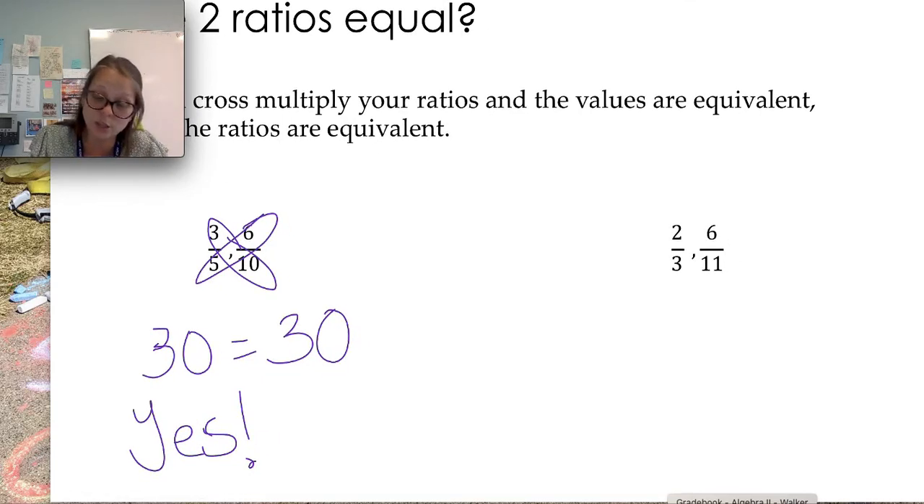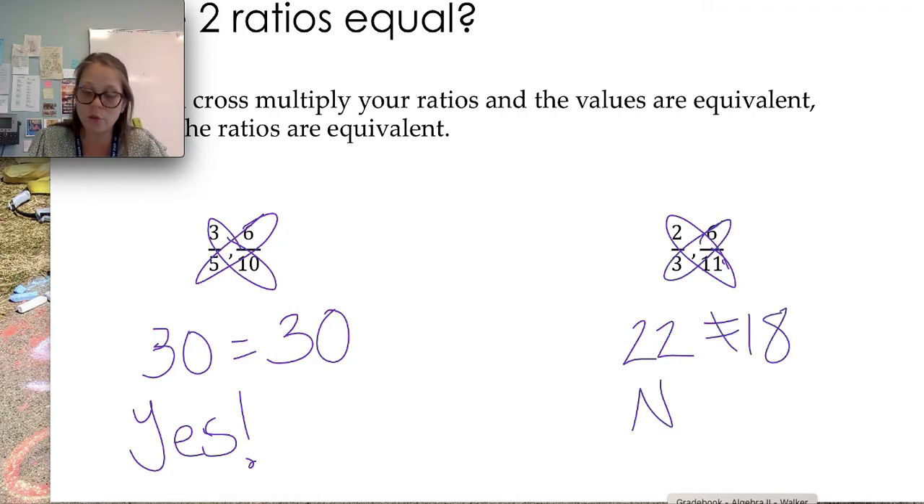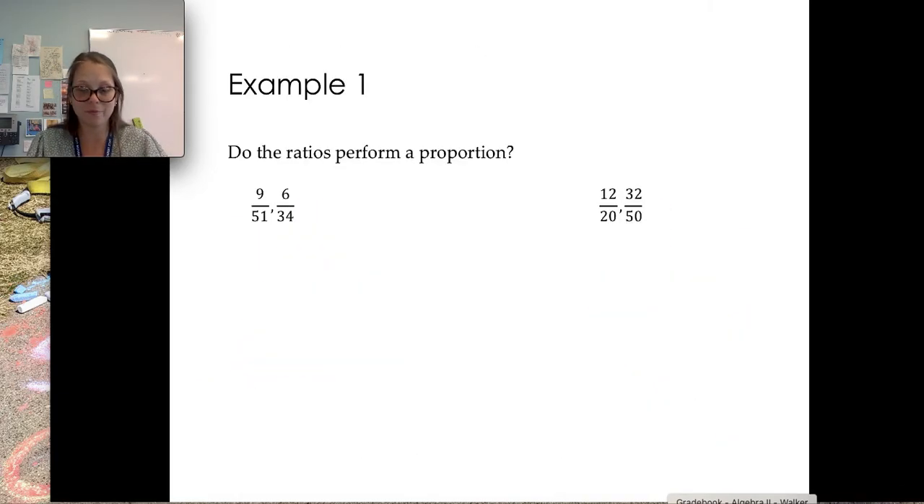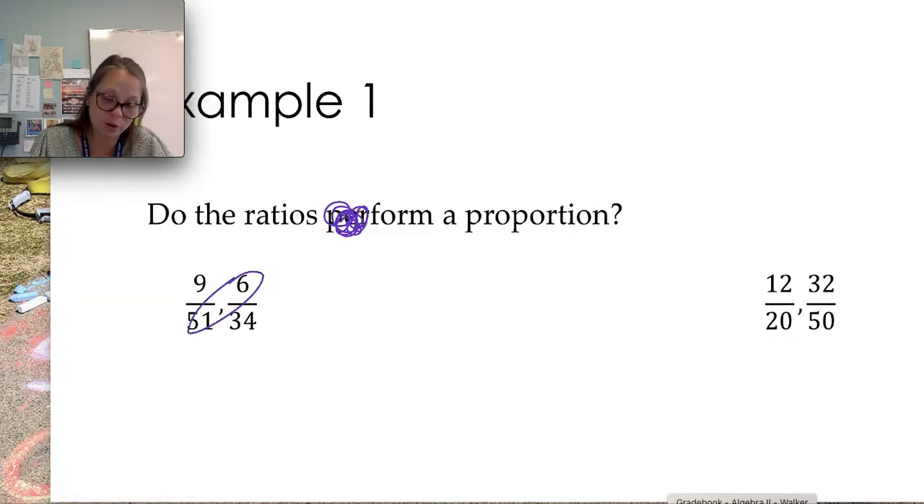If we take a look at the next one, 2/3 and 6/11. If I take 2 times 11, I get 22. 6 times 3 is 18. Well, those don't equal, so I would say no, those two ratios are not equivalent. So do the ratios form a proportion? So pause the video and press play when you're ready to see the answer, so you can try these ones on your own first.